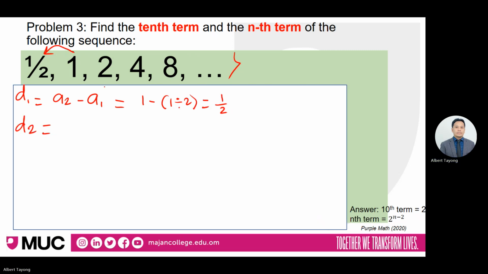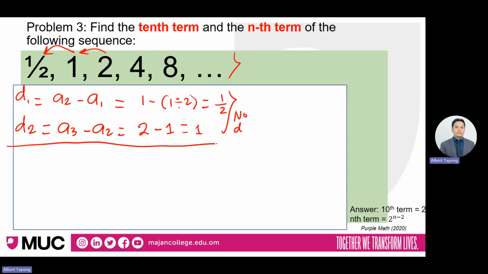And let's compare the next D by subtracting A sub 3 and A sub 2. 2 minus 1 is equal to 1. As you can see, it's not equal. So we don't have D. So this sequence is not arithmetic. Let's try our R. That is A sub 2 divided by A sub 1. So 1 divided by 1/2, which is equal to 2.